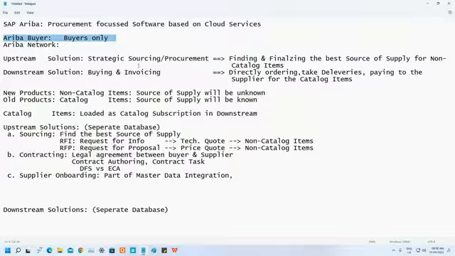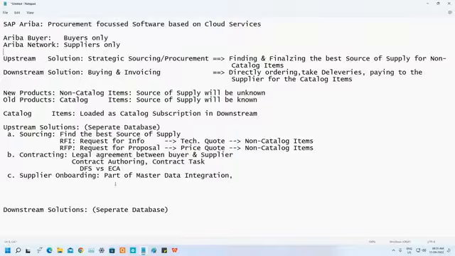So how did they go about it, Manoj? They went with two user interfaces over here. And what are they? Ariba Buyer, which is used by buyers, and Ariba Network, which will be used by suppliers. Okay, so please keep this in your mind.